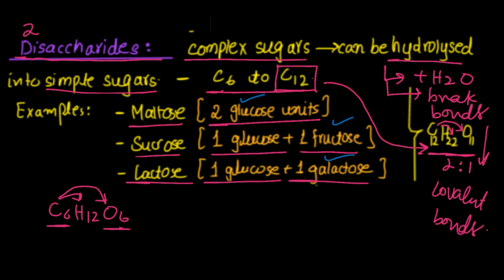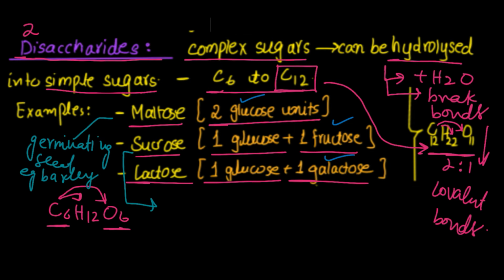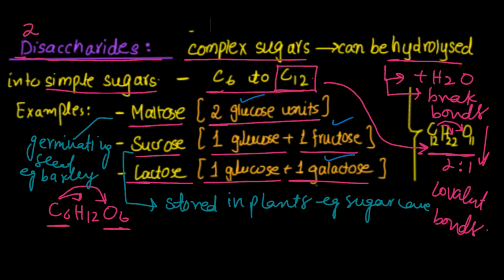Let's start with maltose. Maltose is found in germinating seeds, for example, barley. And sucrose is found in plants. It's stored in plants such as sugarcane. And lactose is found as the main carbohydrate in milk.